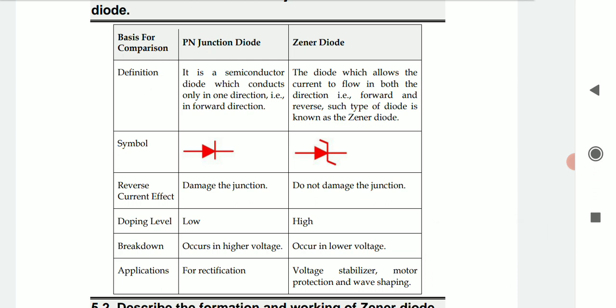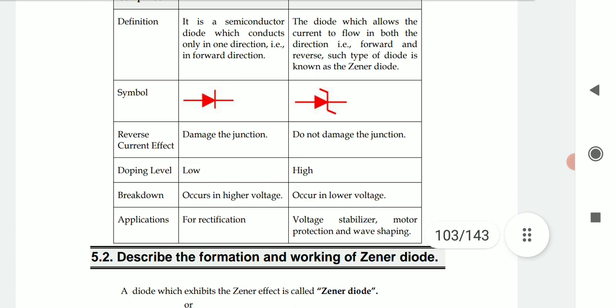Here a table is given to show the differences between p-n junction diode and Zener diode. Let us see. The definition of p-n junction diode is a semiconductor diode which conducts only in one direction, that is in forward direction only. Whereas Zener diode is a diode which allows the current to flow in both the directions, forward and reverse. Such a type of diode is known as the Zener diode. This is possible when the impurity concentration is different from p-n junction diode.